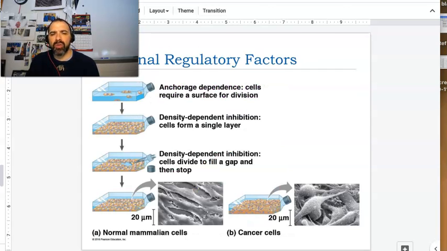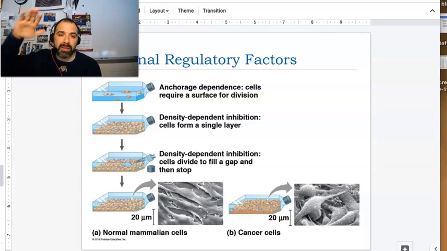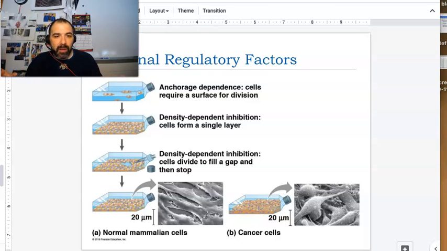There are also some external regulatory factors. So there's anchorage dependence and density-dependent inhibition. I should go through the sequence here. Cells require a surface to do cell division, so they'll attach to a surface. Once they attach, they're going to start dividing and form a single layer. Once they touch the edges, they stop. As you can see, once those cells reach the edges, they stop.